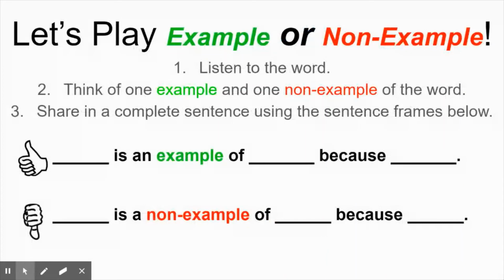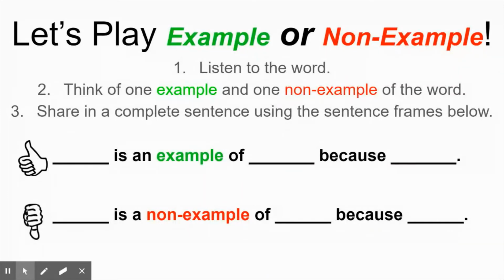Our last game is example or non-example. So this one is exactly what it sounds like. You give a word, or you have the students pick a word from the word wall. Then they must think of one example and one non-example of the word. And then they share it in a complete sentence using the sentence frames provided.